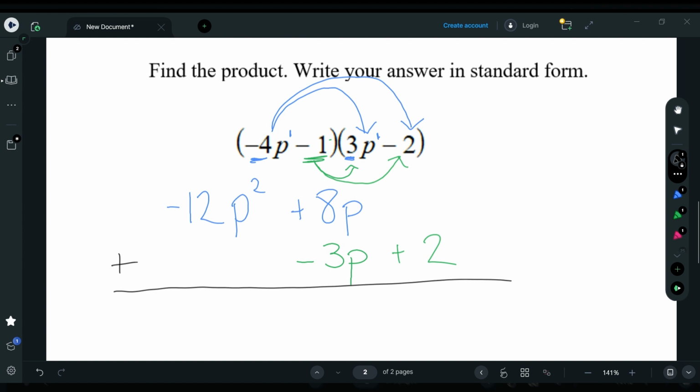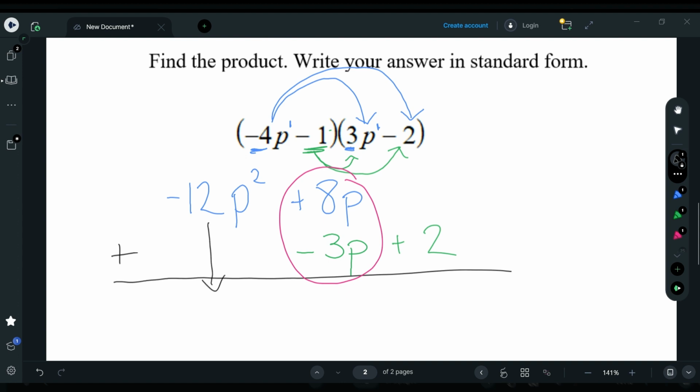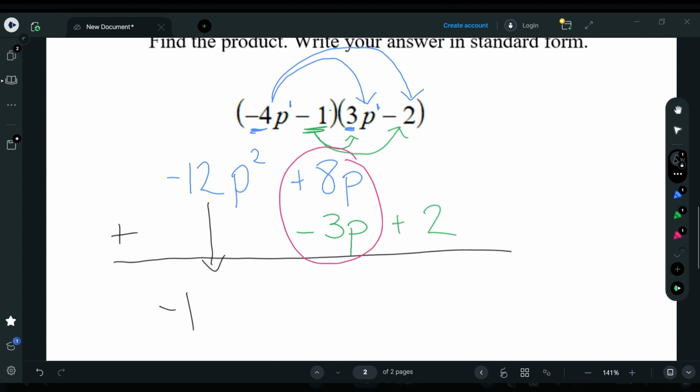And the way that I set this up here, our like terms are already stacked on top of each other. That's actually for these two. These two are like terms. Those are going to combine. The negative 12p squared is not going to combine because there is no like term, so that's just going to come straight down. So what we'll get here, negative 12p squared. This term over here, the constant term, also has no other term to combine with, so that's just going to drop straight down, plus 2.